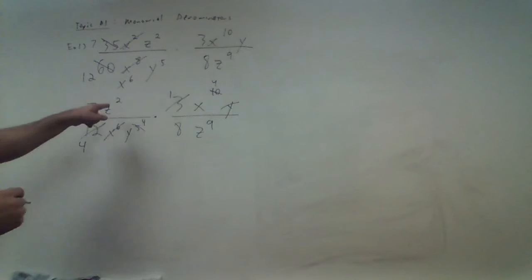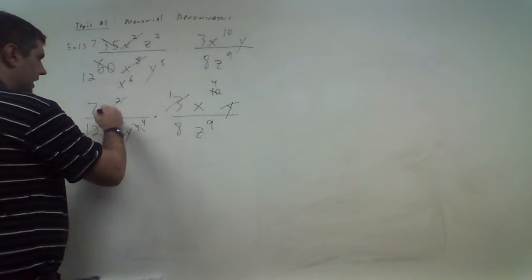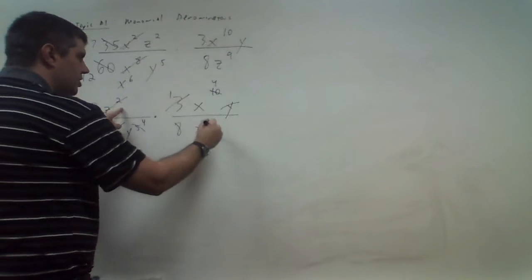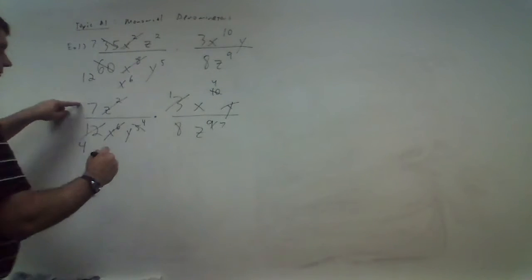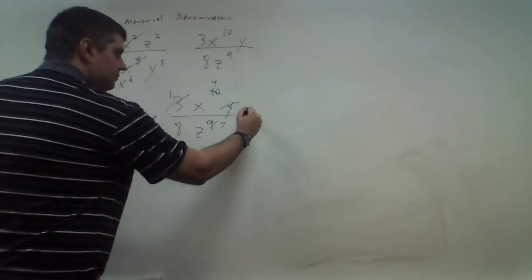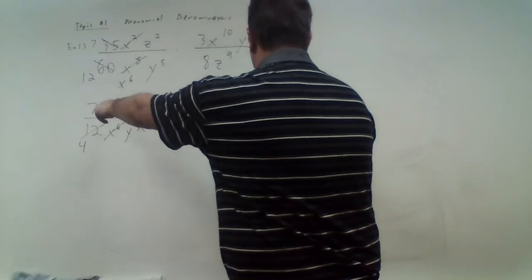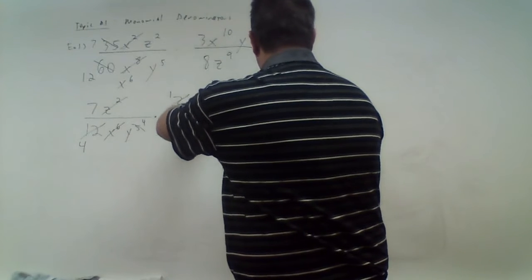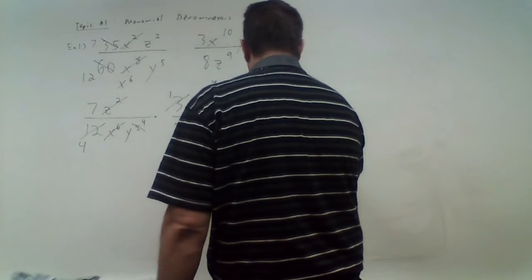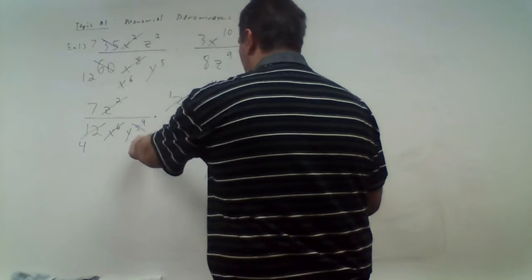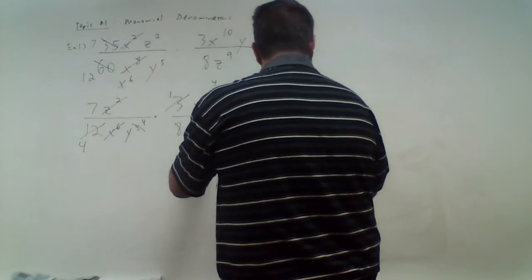And for my z's, the z squared will cancel entirely, and 9 take away 2 will leave 7. Okay, so I will have 7 x to the 4th over 32 y to the 4th z to the 7th.